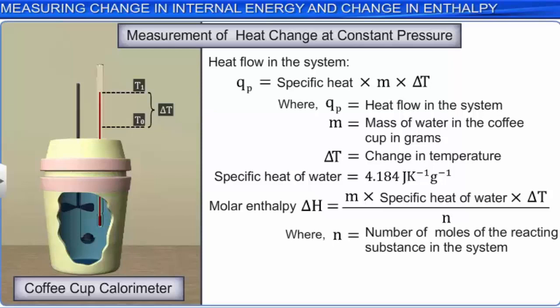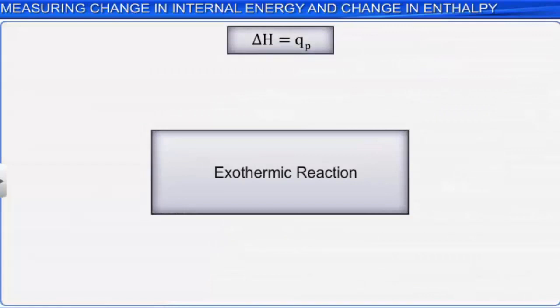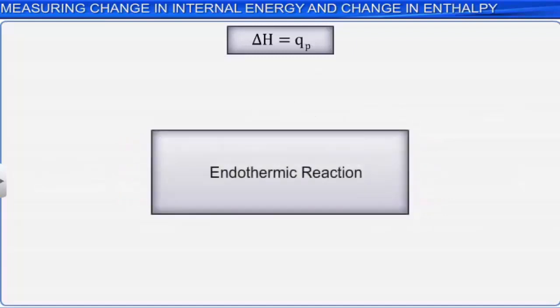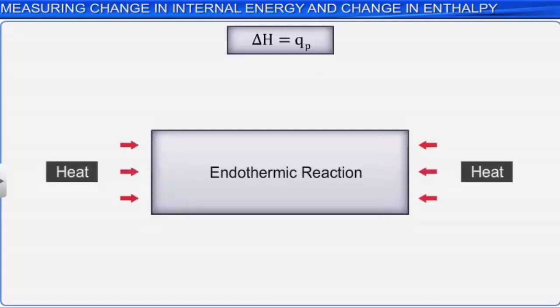It is important to note that when heat is absorbed or evolved by the system at constant pressure, we are actually measuring changes in the enthalpy. Therefore, delta H = Qp. In an exothermic reaction, heat is evolved and the system loses heat to the surroundings. Therefore, Qp as well as enthalpy change delta H is negative. Similarly, for an endothermic reaction, heat is absorbed by the system from the surroundings and therefore Qp as well as the enthalpy change delta H will be positive.